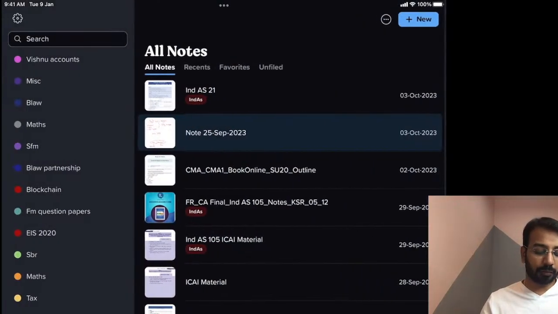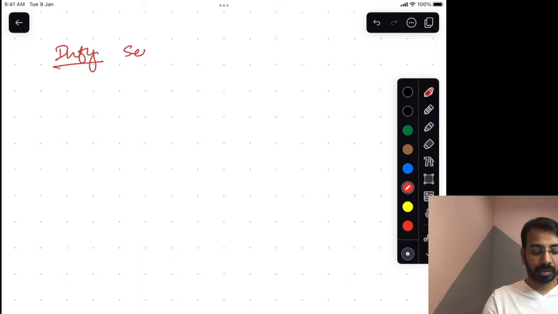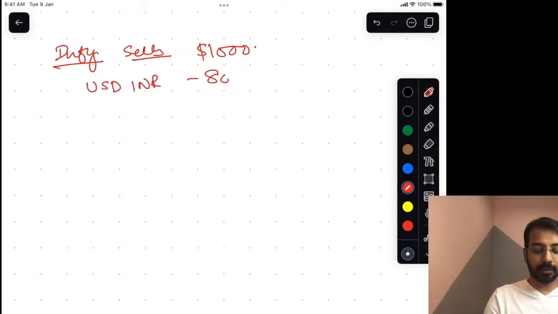Now, how do we account for it? I will give you a very simple example, which will help you understand. Say in the same case, Infosys sells $1,000 and the USD INR exchange rate is 80.